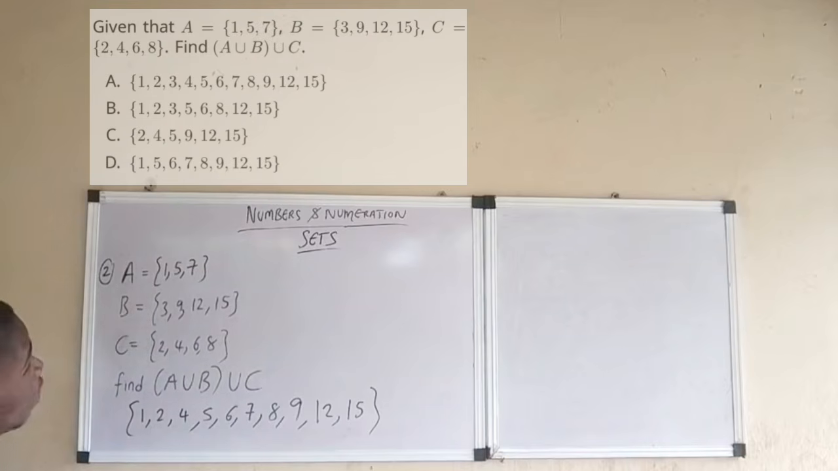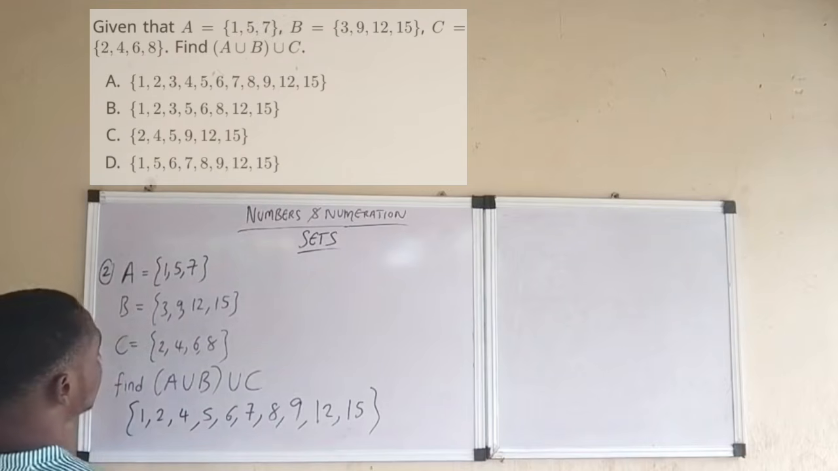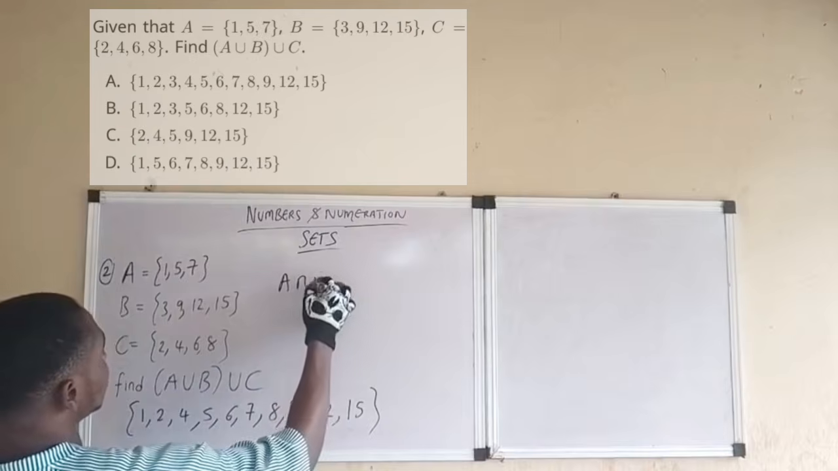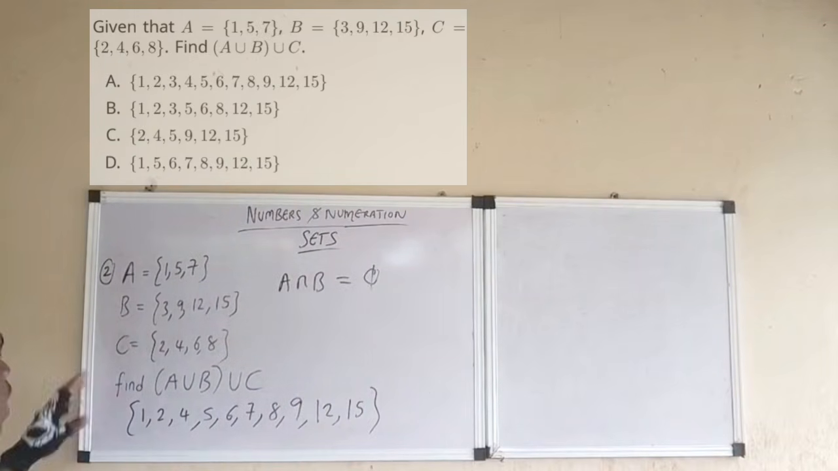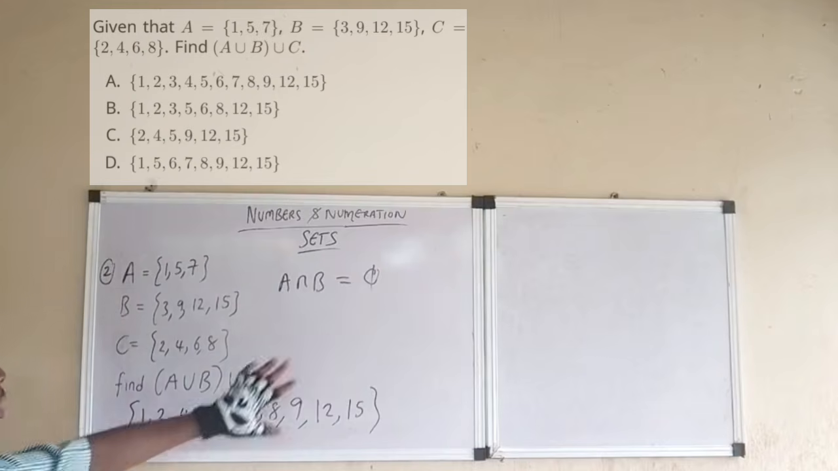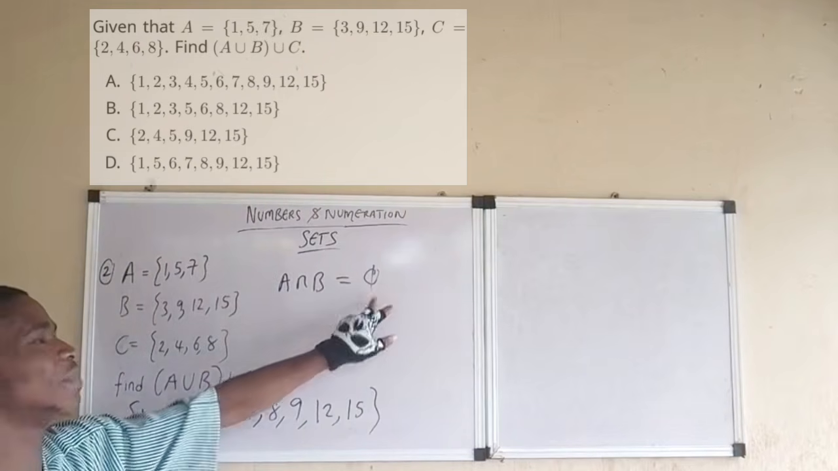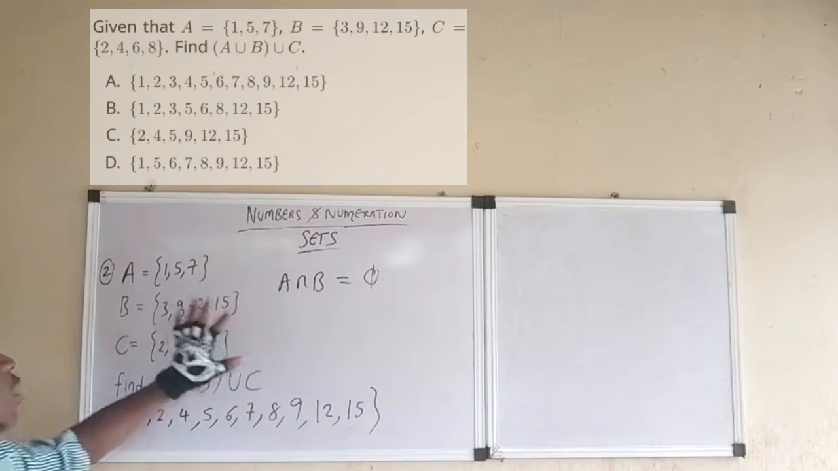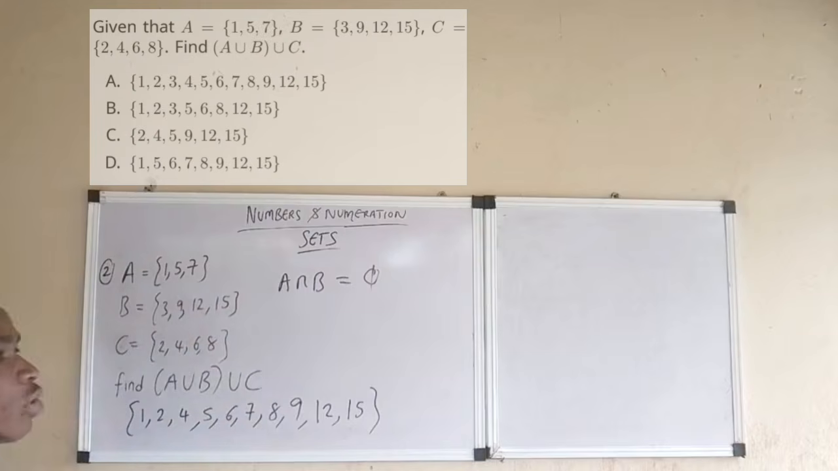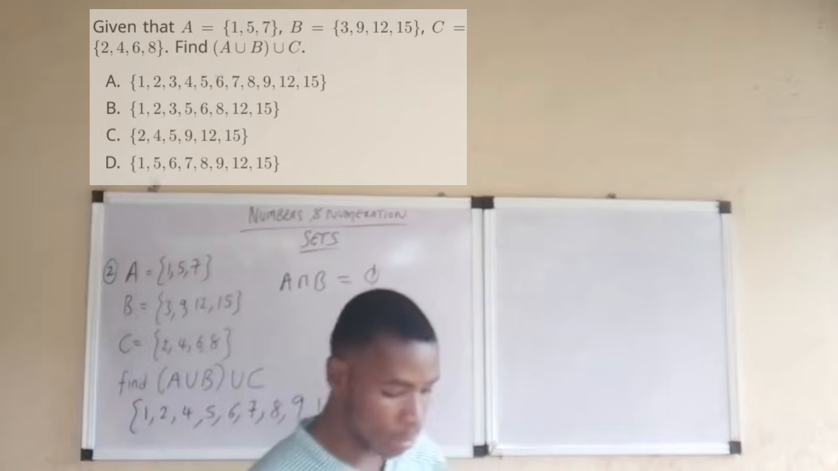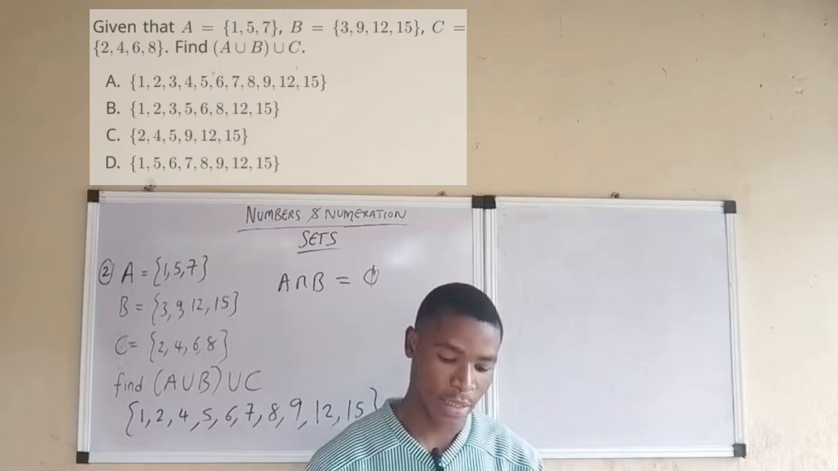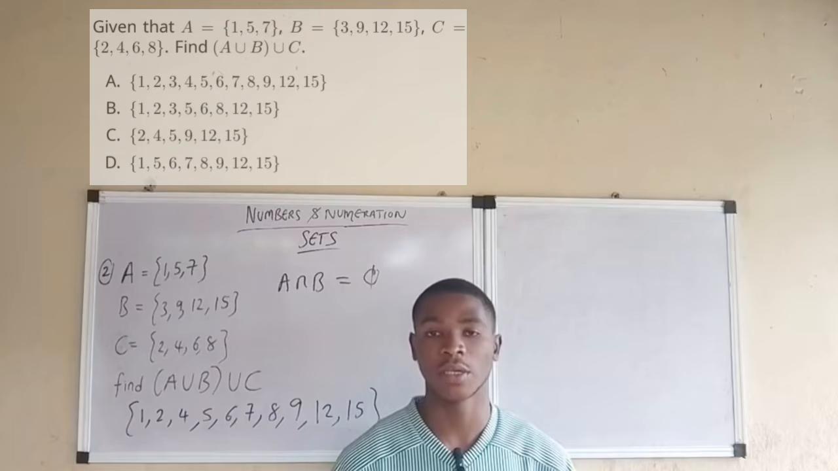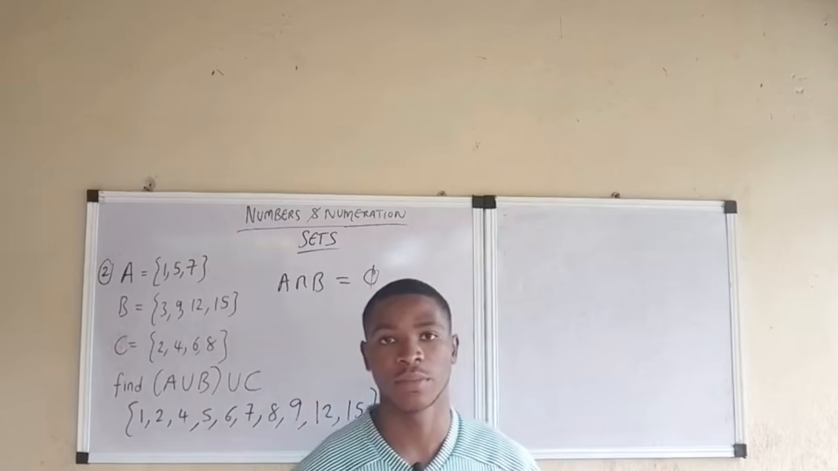So if, for example, the question says find the common elements in A and B, the answer will be that A intersection B is a null set because no element exists between A and B. Do you understand? So that is how you represent a null set, meaning an empty set. There is no intersection between A and B. So take note. Now we're going to take the third question on sets, and then we'll wrap up with the topic. So let's get into it.